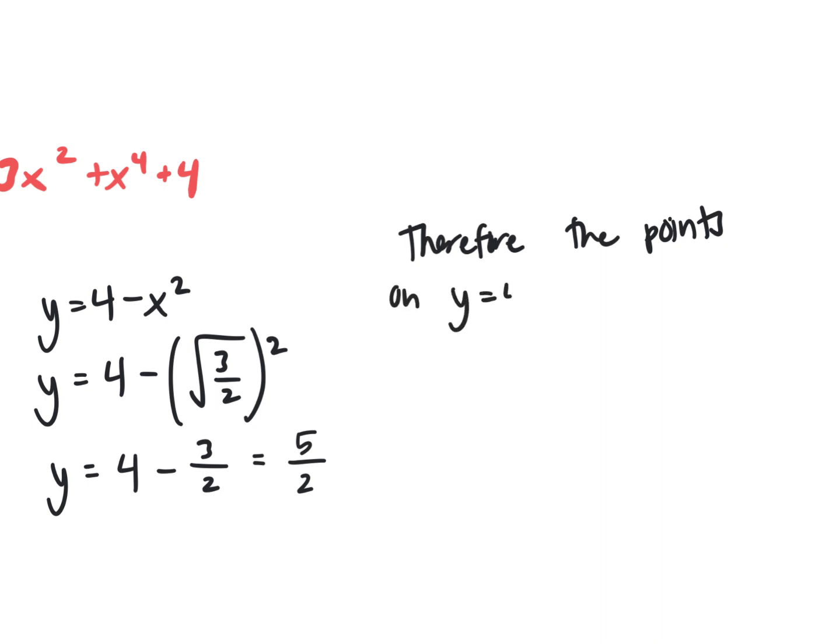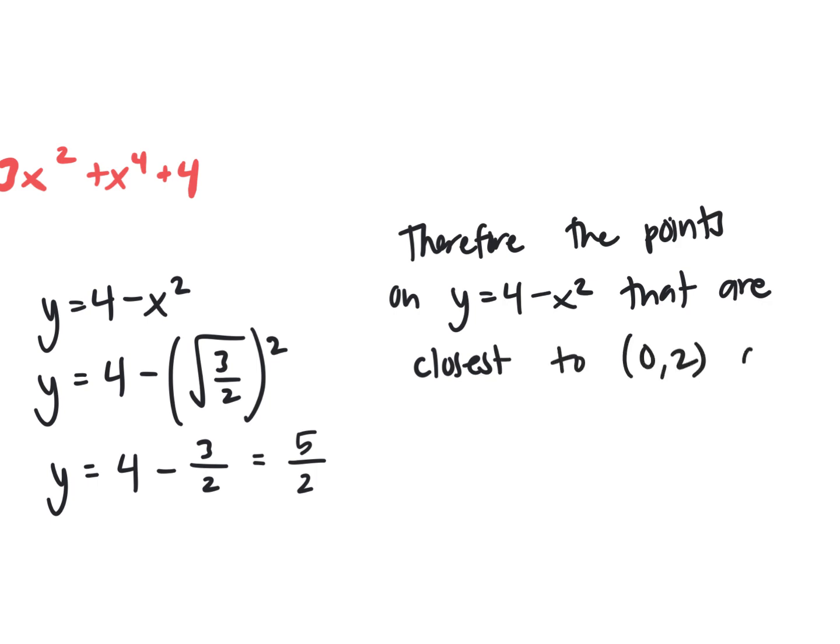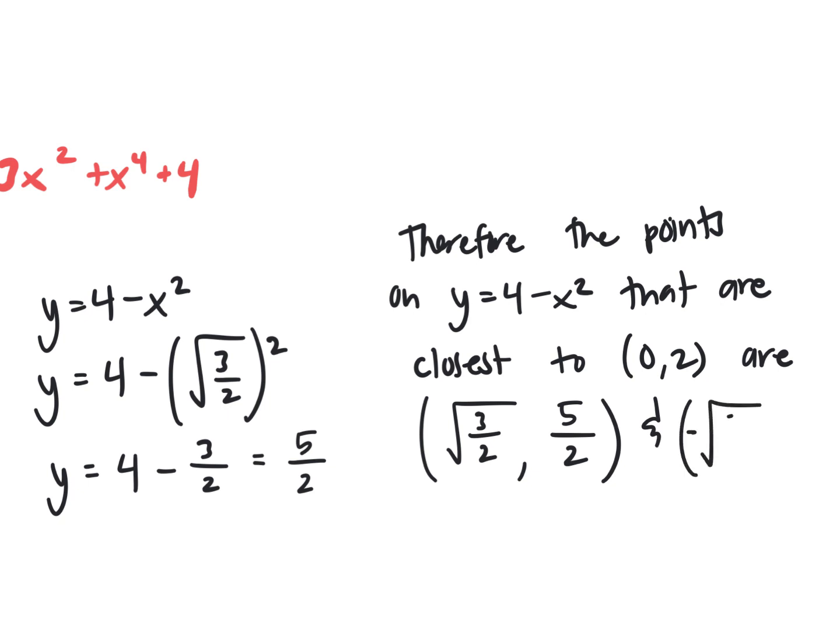We can say that the points on y equals 4 minus x squared that are closest to 0, 2 are the points square root of 3 over 2, 5 over 2, and negative square root of 3 over 2, 5 over 2.